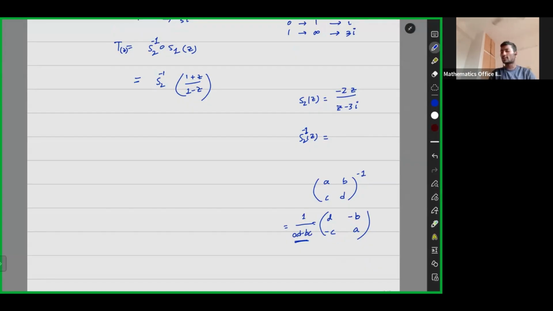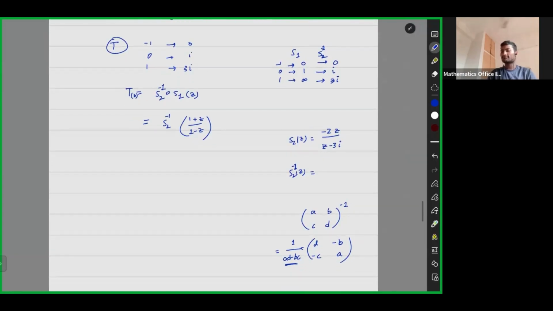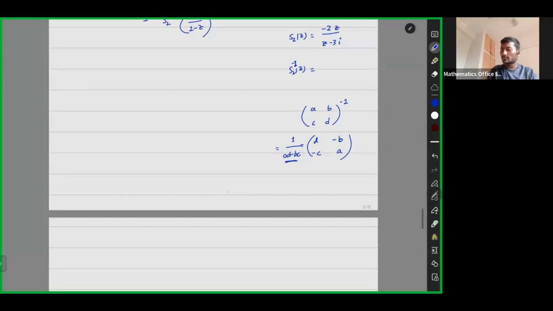Now coming to the inverse of S2, what is happening actually? A Mobius transformation can be written this way also. M of z is written as az plus b divided by cz plus d, with ad minus bc non-zero. This can also be written as the matrix a, b, c, d applied to z and 1. This is the matrix format of the Mobius transformation. This matrix is invertible, that is the condition we need.